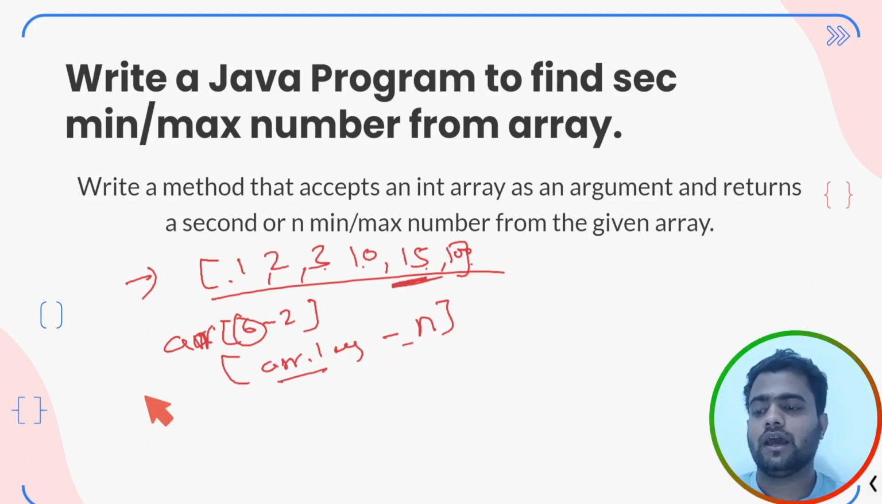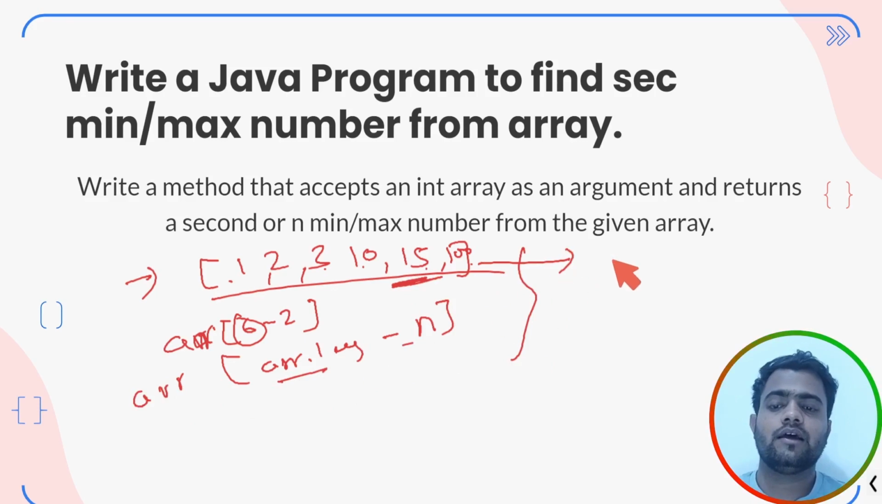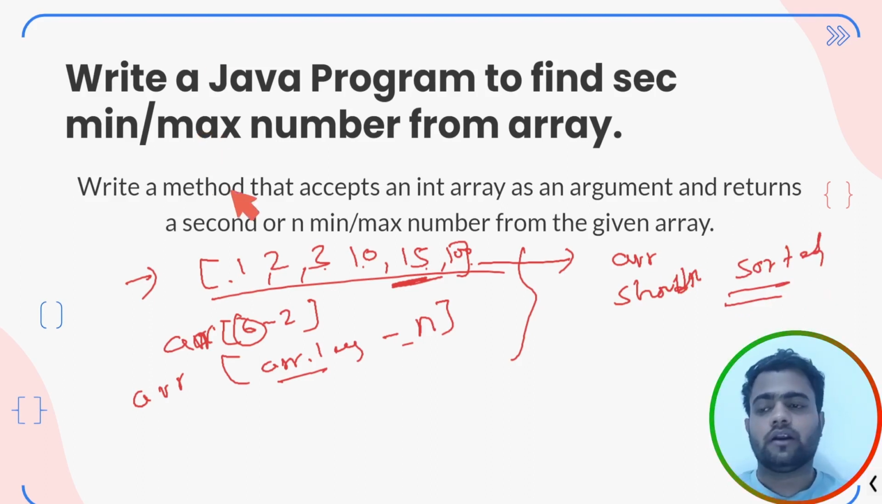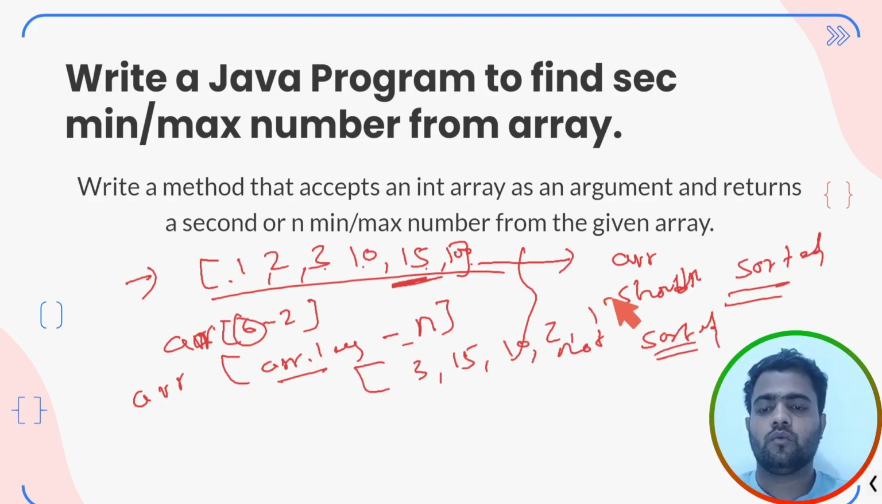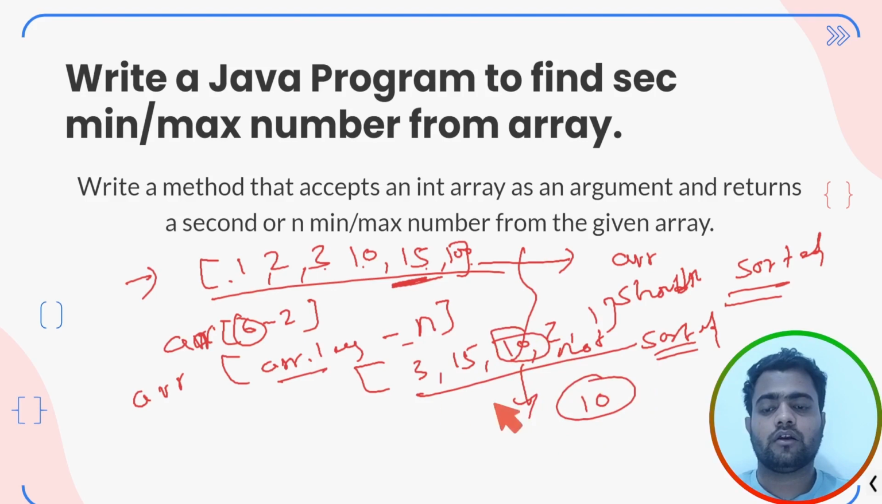So array length minus n, array of that index, but only one condition: the array should be sorted, right? If the array is not sorted, then it can be like 3, 5, 15, 10, 2, 1. Out of these, what is the second max? It will come as 10, right? First max is 15, second max is 10. So let's figure out how to find this second max value from the given array.